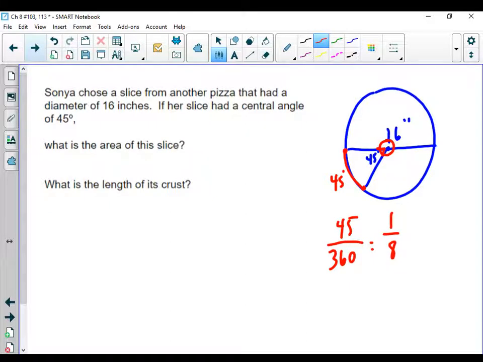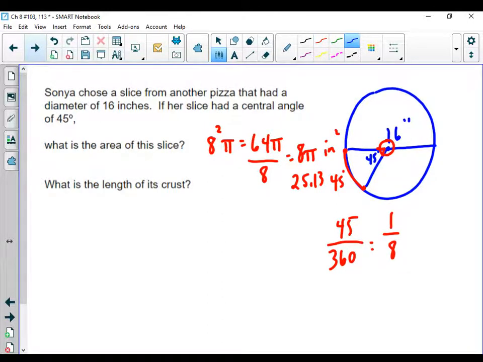So to find the area of the slice, I would find, first of all, the area of the entire pizza. So that's going to be this time 8 squared pi, 64 pi. And I took 1/8 of that, so I'm going to divide that by 8. And so the area of that one slice would have been 8 pi, or approximately 25.13. And again, that would be square inches.